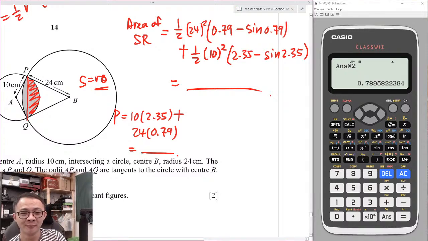So yeah, the area of segment formula, you can memorize it or you can understand how to get it. I believe on YouTube you can search a lot of videos about area of segment, so don't need to worry so much.